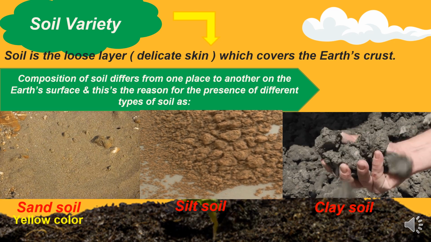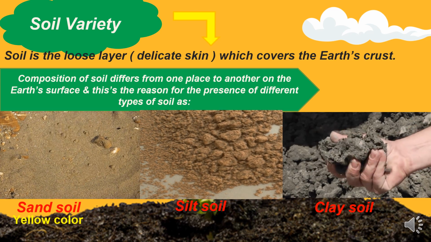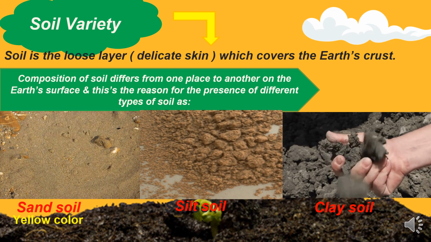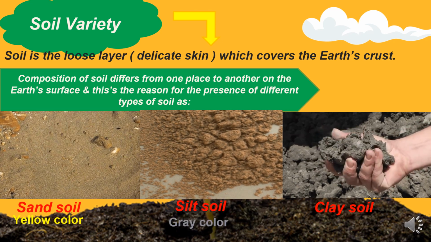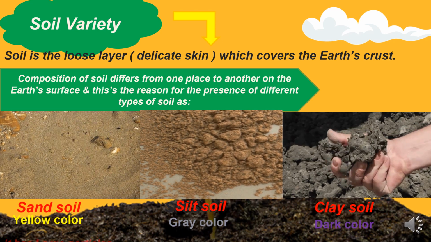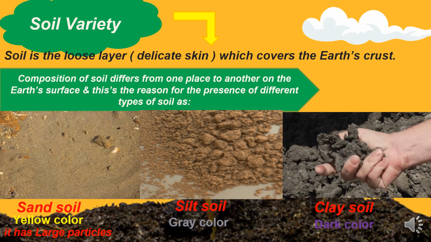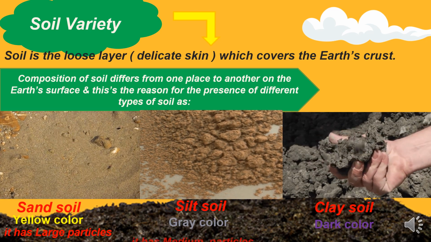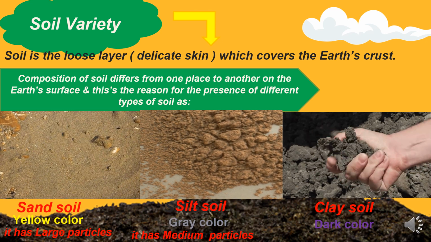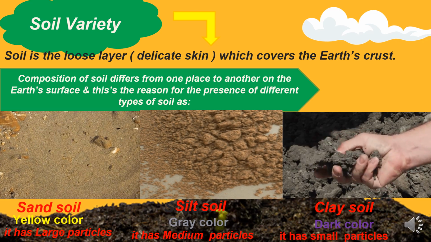And as you see in front of you, each one of them has its own color and its own particle size. Sand soil has a yellow color, silt soil has a gray color, and clay soil has a dark color. Concerning the particles, usually the sand particles are the largest, while the silt particles are medium. They are not as big as sand, or as small as clay soil.